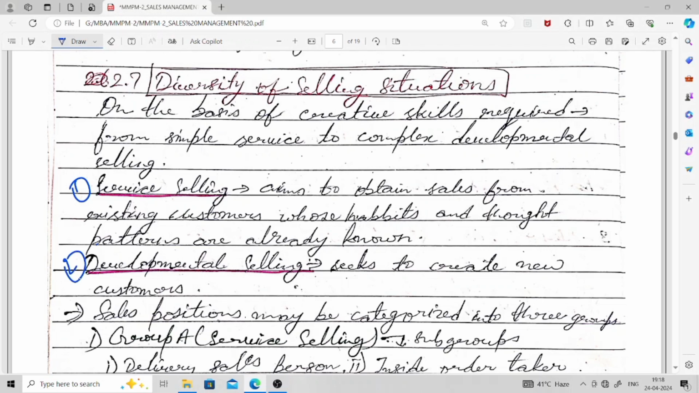Then you have developmental selling. Developmental selling seeks to create new customers. In service selling, we had existing customers and we provide different kinds of service. We sell to them and we know the habits and thought patterns of those people. But in developmental selling, we seek to create new customers.